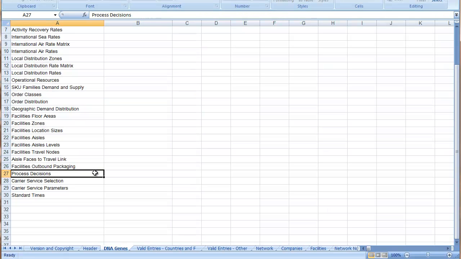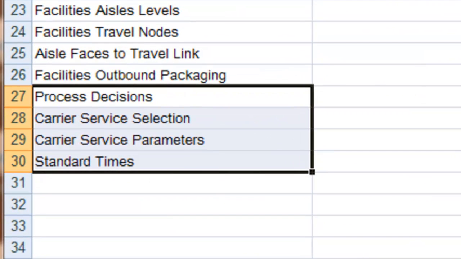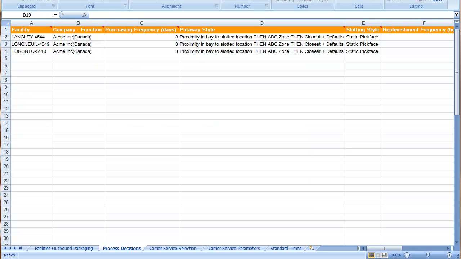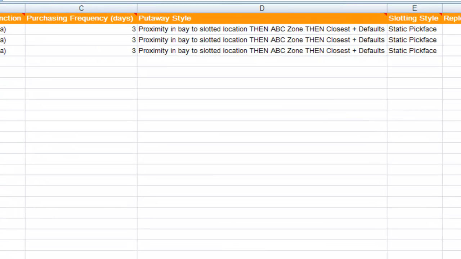The process decisions, carrier service selection, carrier service parameters, and standard times genes are used by OC to establish the operational rules that will control supply chain execution in the different network nodes. For most of the DNA concepts in the process decisions gene, there are predefined options and styles that implement specific behavior. You can refer to the user guide for details on the options and what they mean.